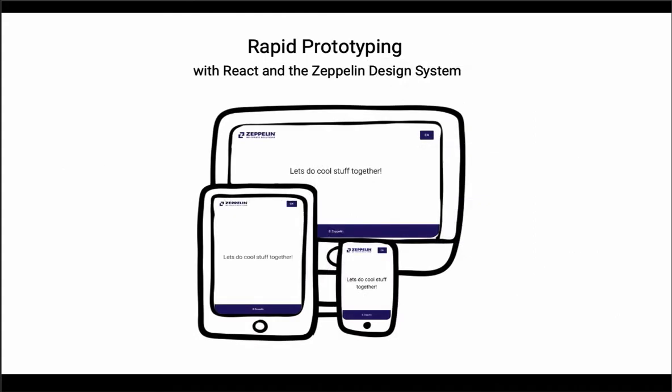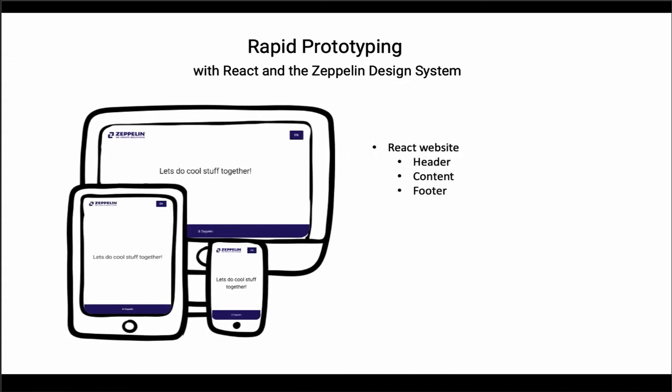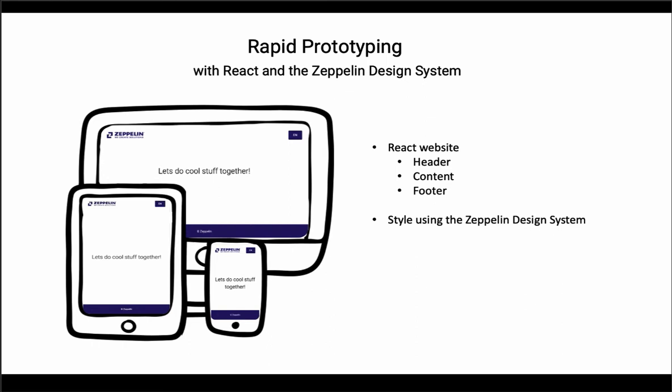What I want to do in this tutorial is give you all of the tools that you need to get started building a website. We're going to create the website shown here on the left with a header, some content, and a footer. Then we're going to style this website using the Zeppelin Design System so we get this nice indigo purple color. And finally, since we're a global company, we're going to add in some translation so that when we click on this button here in the corner, our text will change from English to German.